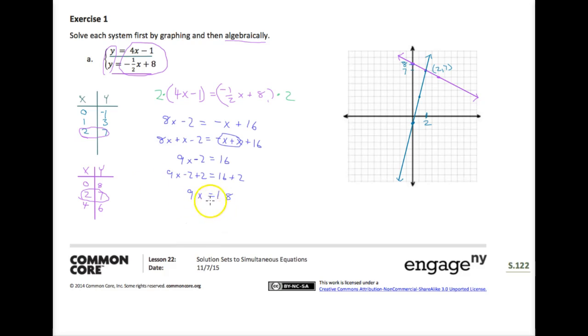Hopefully you know that 9 times 2 is 18. That means x is 2. If you didn't, just divide both sides by 9. Here we have x equals 2, confirmation of our prior 2.